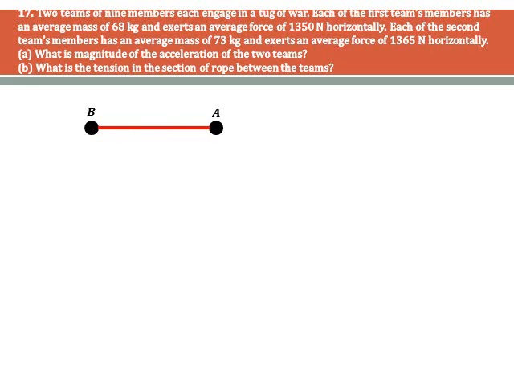Okay, first of all, we have this nice little diagram. This is the first team over here. This is the second team over here. Team A is going to be the 73 kilogram members, and then Team B is going to be the first one, which was 68 kilogram members. So we got a force of tension inside the cable, and then we got each team pulling in opposite directions.